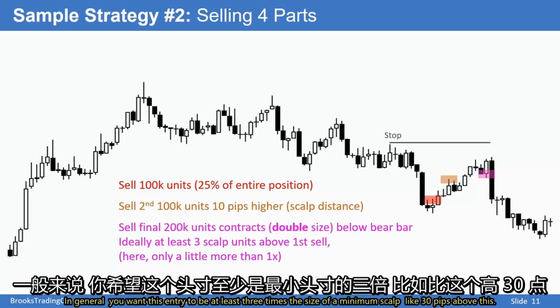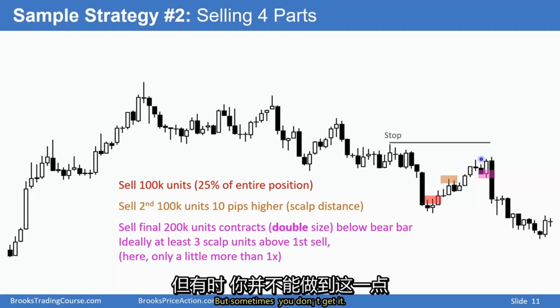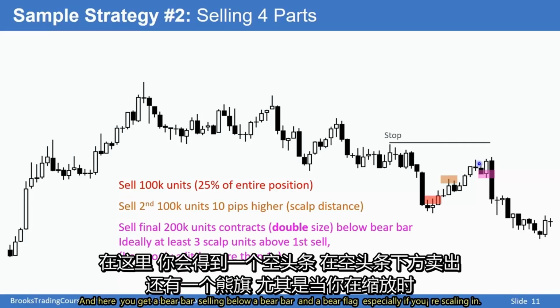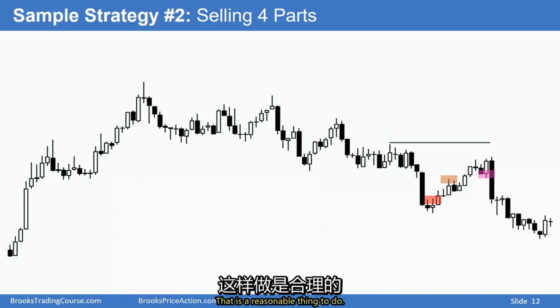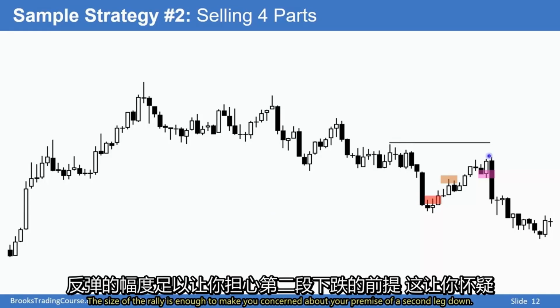In general, you want this entry to be at least 3 times the size of a minimum scalp, like 30 pips above this. But sometimes you don't get it. And here you get a bear bar. Selling below a bear bar and a bear flag, especially if you're scaling in, that is a reasonable thing to do. The size of the rally is enough to make you concerned about your premise of a second leg down.